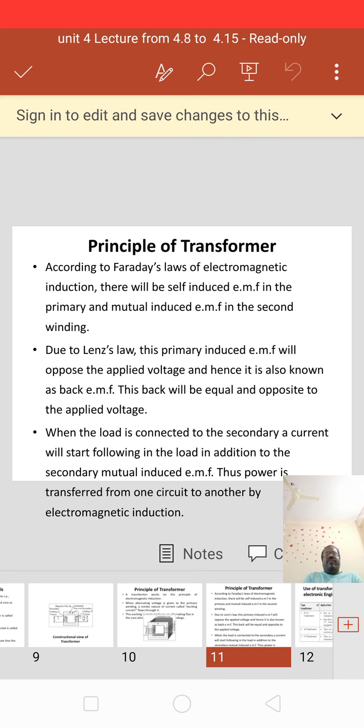According to Faraday's laws of electromagnetic induction, there will be self-induced EMF in the primary and mutual induced EMF in the secondary winding. Due to Lenz's law, the primary induced EMF will oppose the applied voltage and hence it is known as back EMF. This back EMF will be equal and opposite to the applied voltage. When the load is connected to the secondary, a current will start flowing in the load in addition to the secondary mutual induced EMF. The power is transferred from one circuit to another by electromagnetic induction.